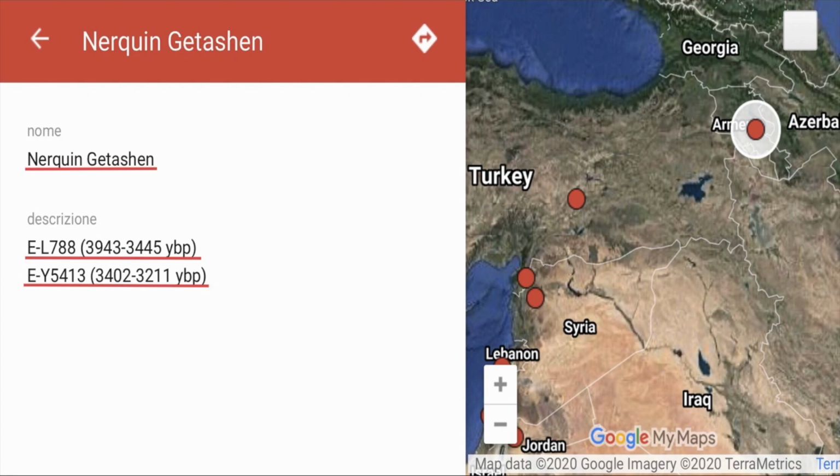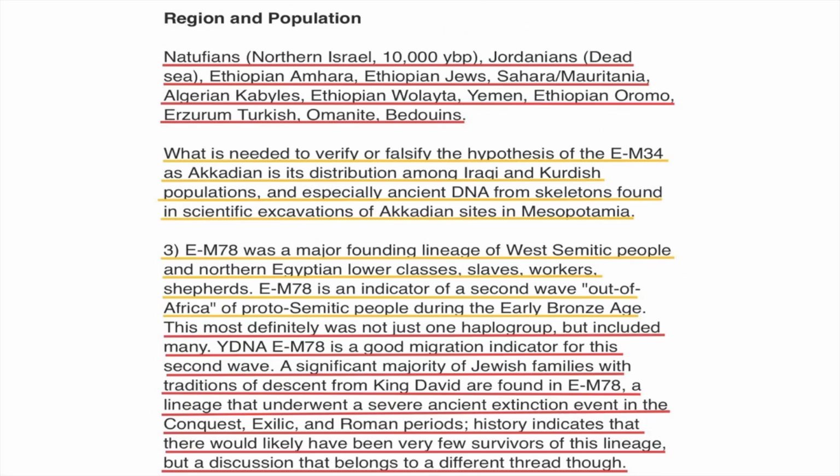So we have found haplogroup E samples as far north of the Near East as Armenia, and it's possible that it could have been brought by Akkadians. And as we read earlier, Akkadians did have E markers. So everything is starting to line up. Natufians, Jordanians, Ethiopian Amhara, Ethiopian Jews, Sahara and Mauritania, Algerians, Ethiopians, Yemeni, Ethiopian Oromo, Turkish, Omanic, and Bedouins.